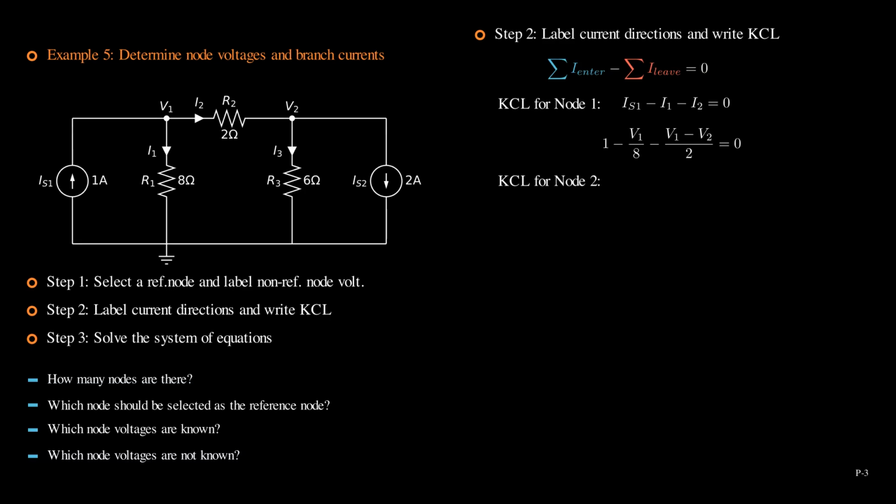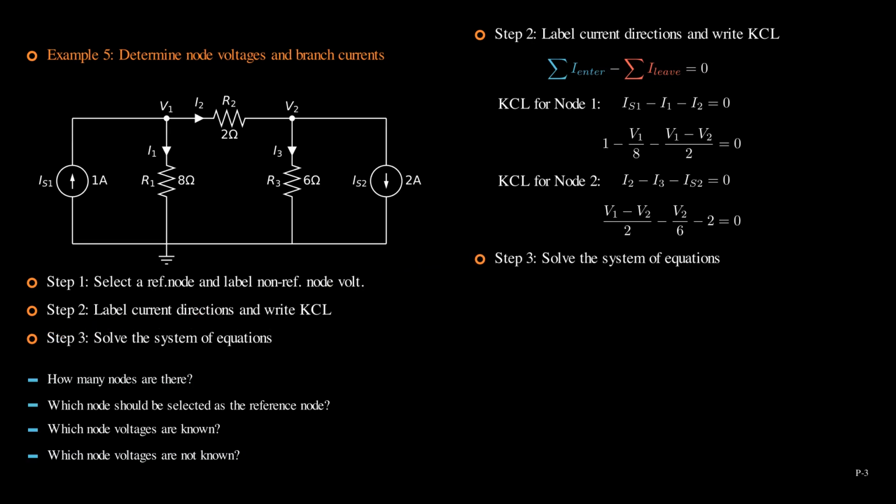KCL for node 2 is I2 minus I3 minus Is2 equals 0. I3 and Is2 have a minus sign because they leave node 2. Express the equation based on V1 and V2. The equation is (V1 minus V2) over 2, that is I2, minus V2 over 6, that is I3, minus 2 amp, that is Is2. Then the equation equals 0.